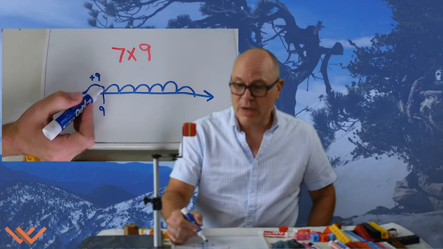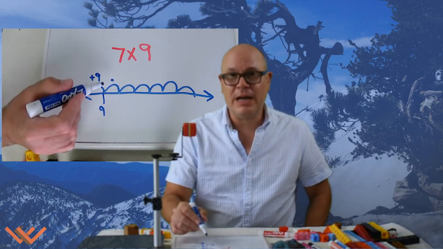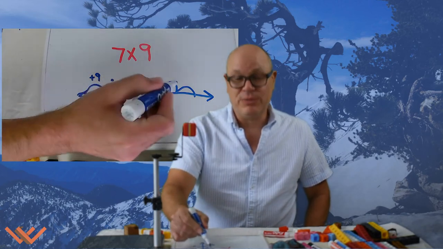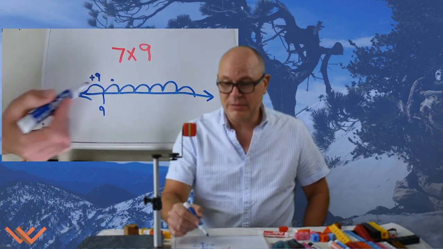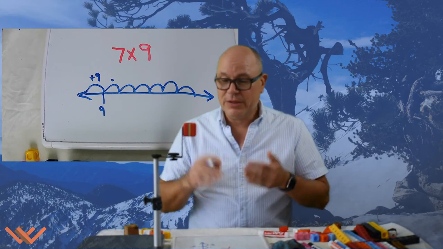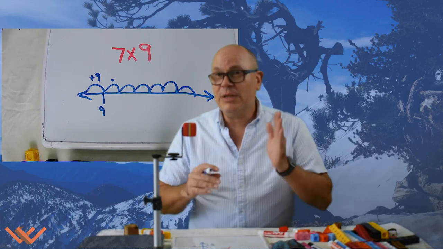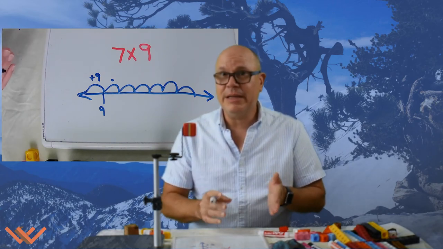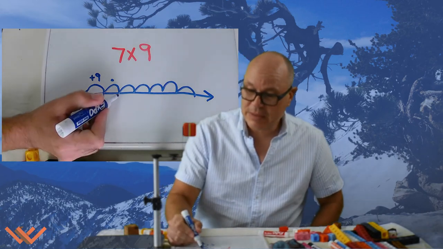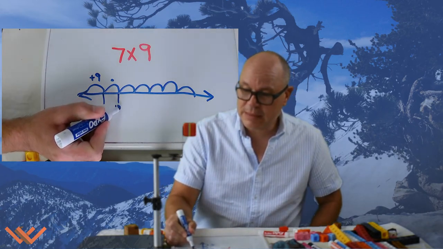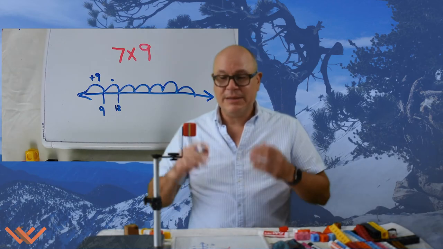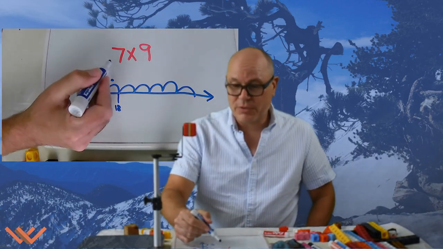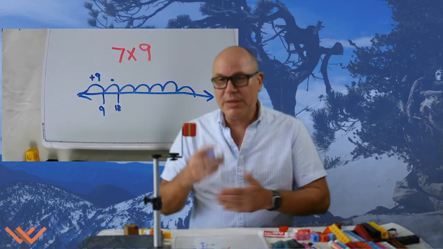Okay? 2 hops, we're adding another 9. I'm not going to do it for each one here, writing that out. I'm just going to do a little dot showing that we've done it. So 2 9s, so 9 plus 9 is 18. That's for all 18. And then 3 times 9, so 3 9s. So we can build on from that.